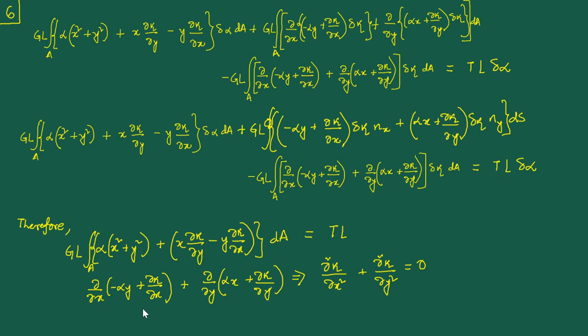I can write it here. (−αy + ∂κ/∂x) multiplied by nx plus (αx + ∂κ/∂y) multiplied by ny. That thing is going to be 0 on the boundary of the cross section.